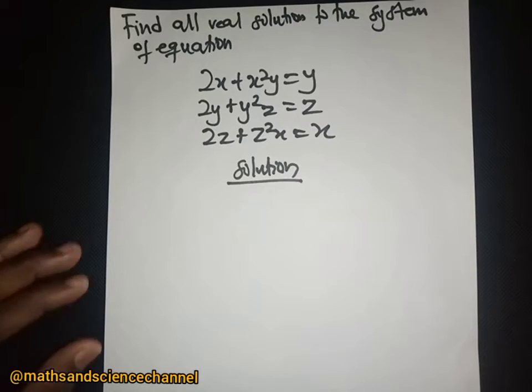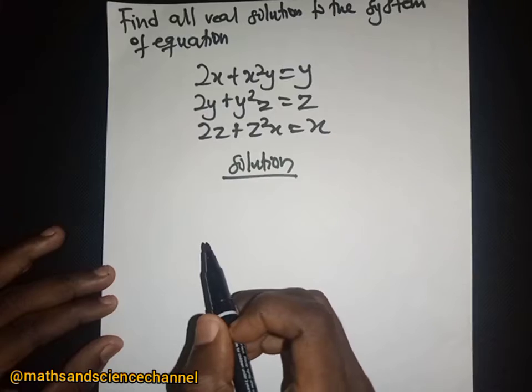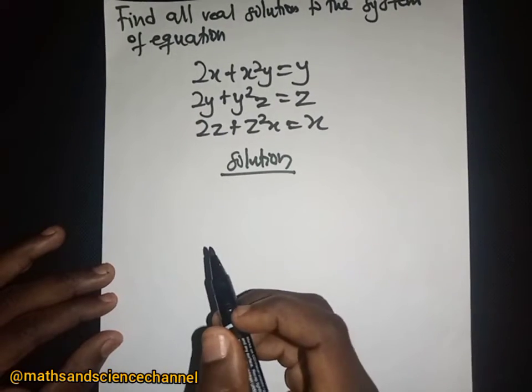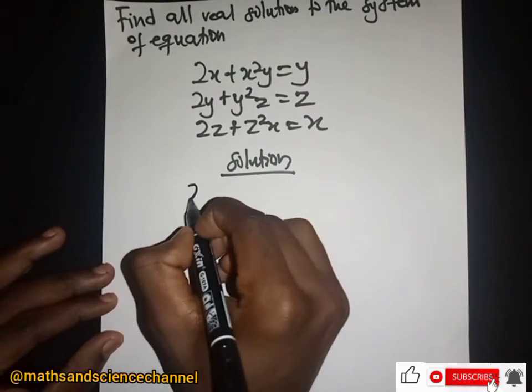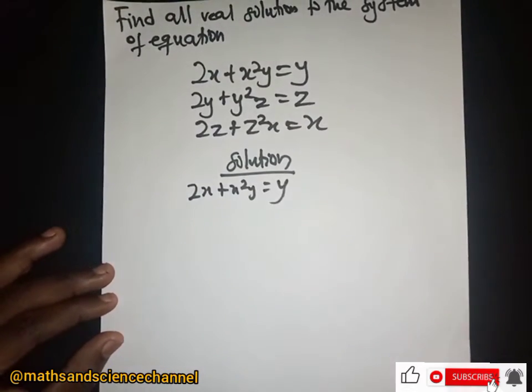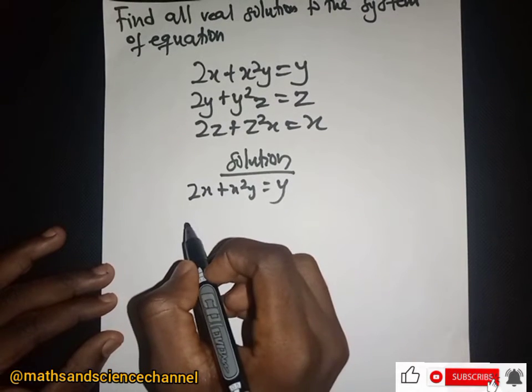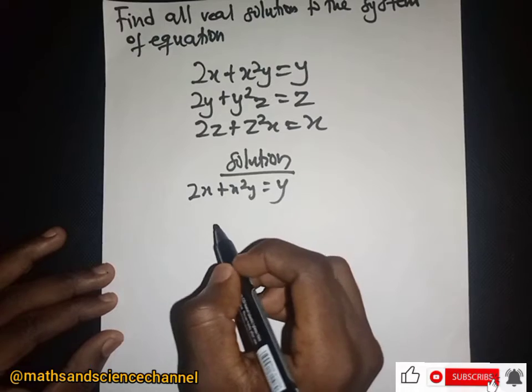Welcome once again. In this section, we are looking at a system of equations. We are to find the right solution for the system of equations. So let's take it for instance. In the first case, we have 2x plus x squared y equal to y. And let's assume that one of the unknowns, let's say x, is plus or minus 1.